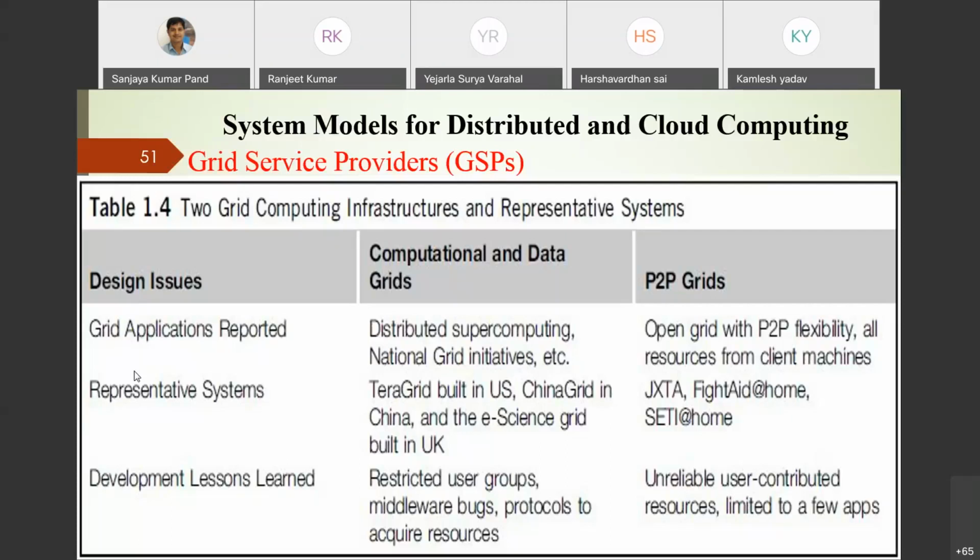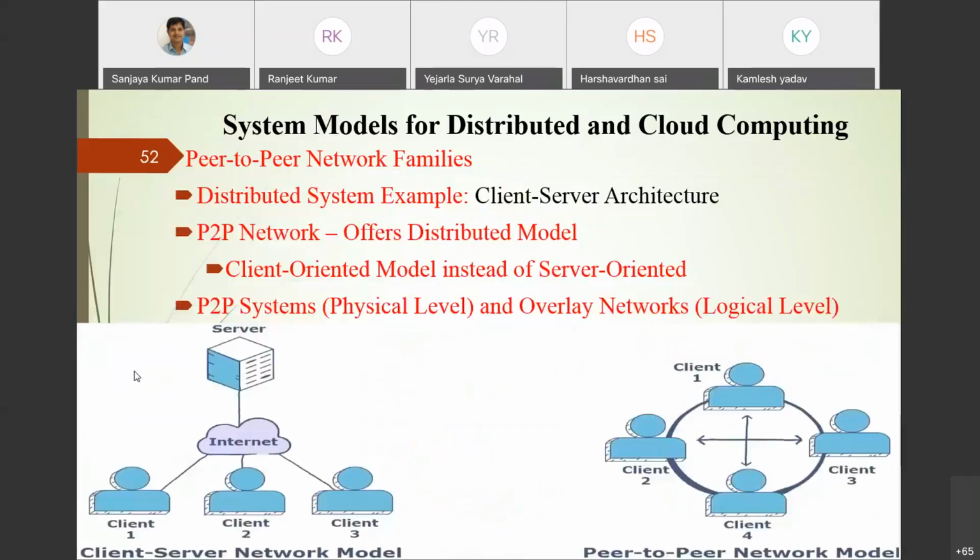A lot of projects are there. If you install BOINC on your computer system, you will find around 50 projects. They will be classified into your computational data grid or your P2P grid. Like that, there are several issues with respect to grid computing structure.